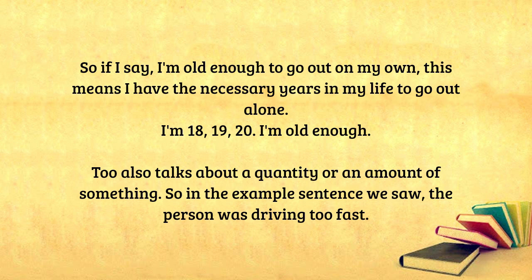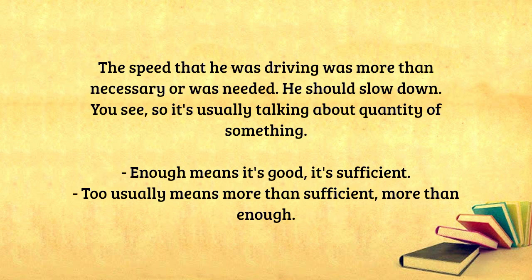Too also talks about a quantity or an amount of something. So in the example sentence we saw, the person was driving too fast. The speed that he was driving was more than necessary or was needed. He should slow down, you see. So it's usually talking about quantity of something. Enough means it's good, it's sufficient. Too usually means more than sufficient, more than enough.